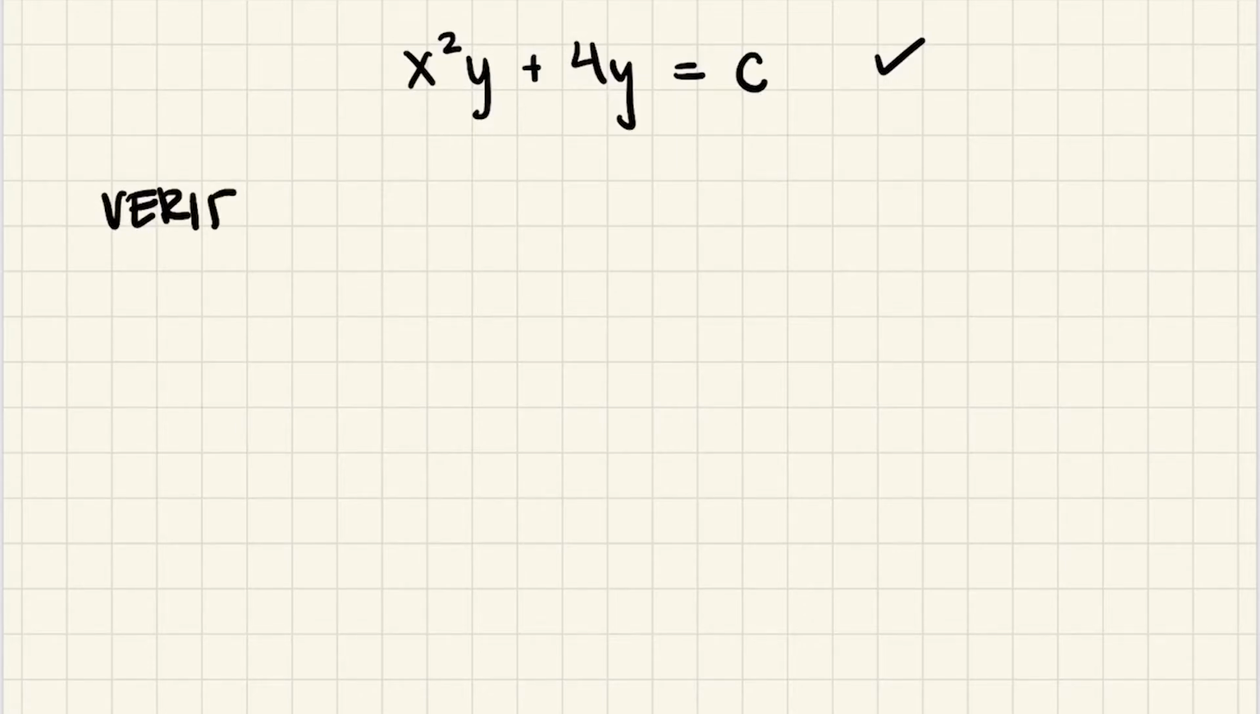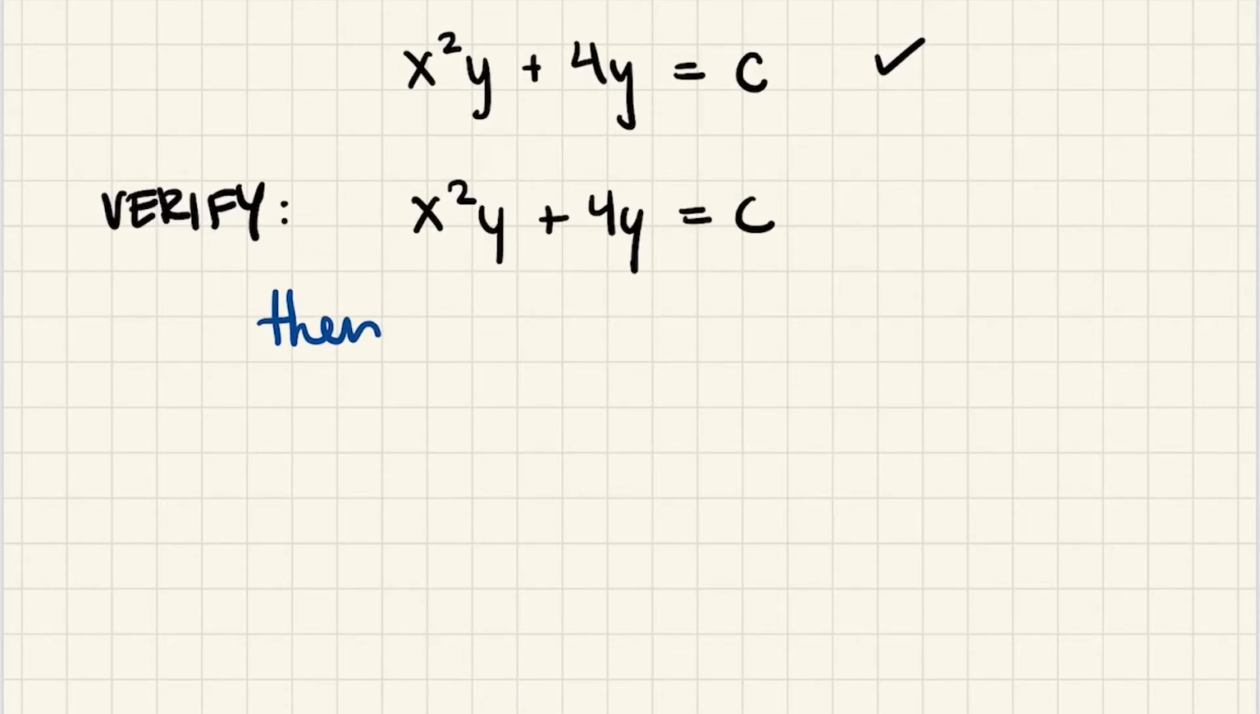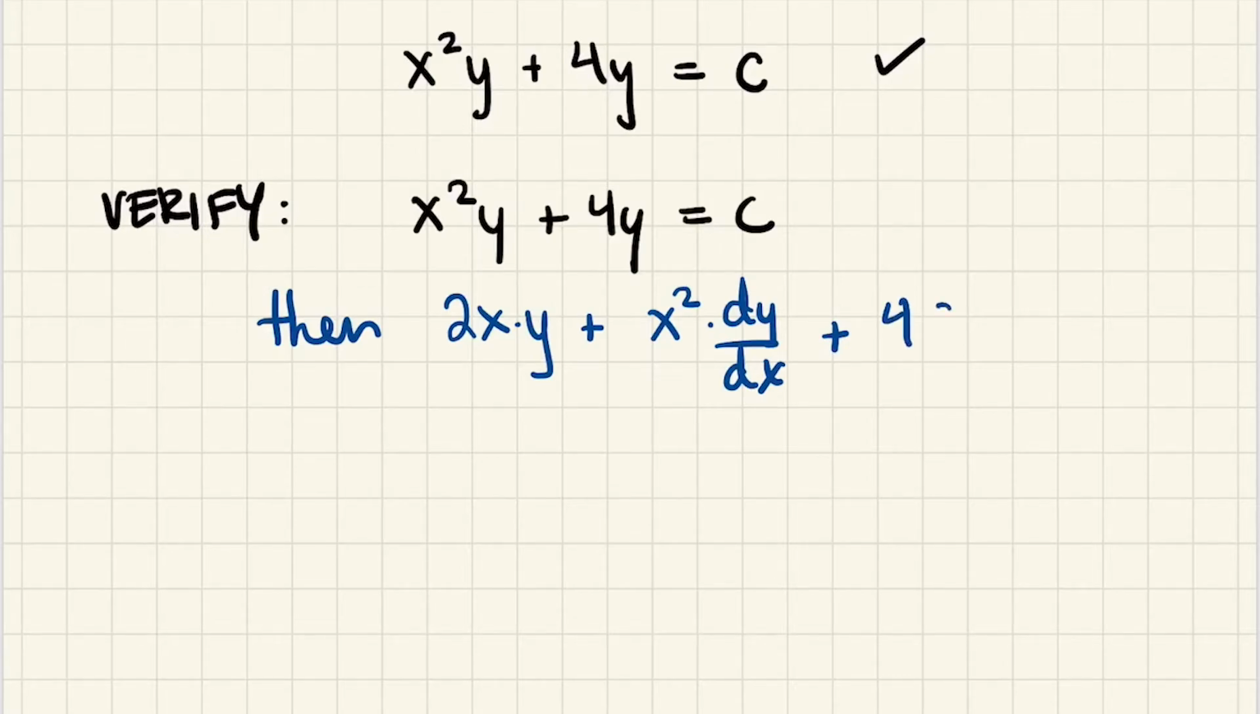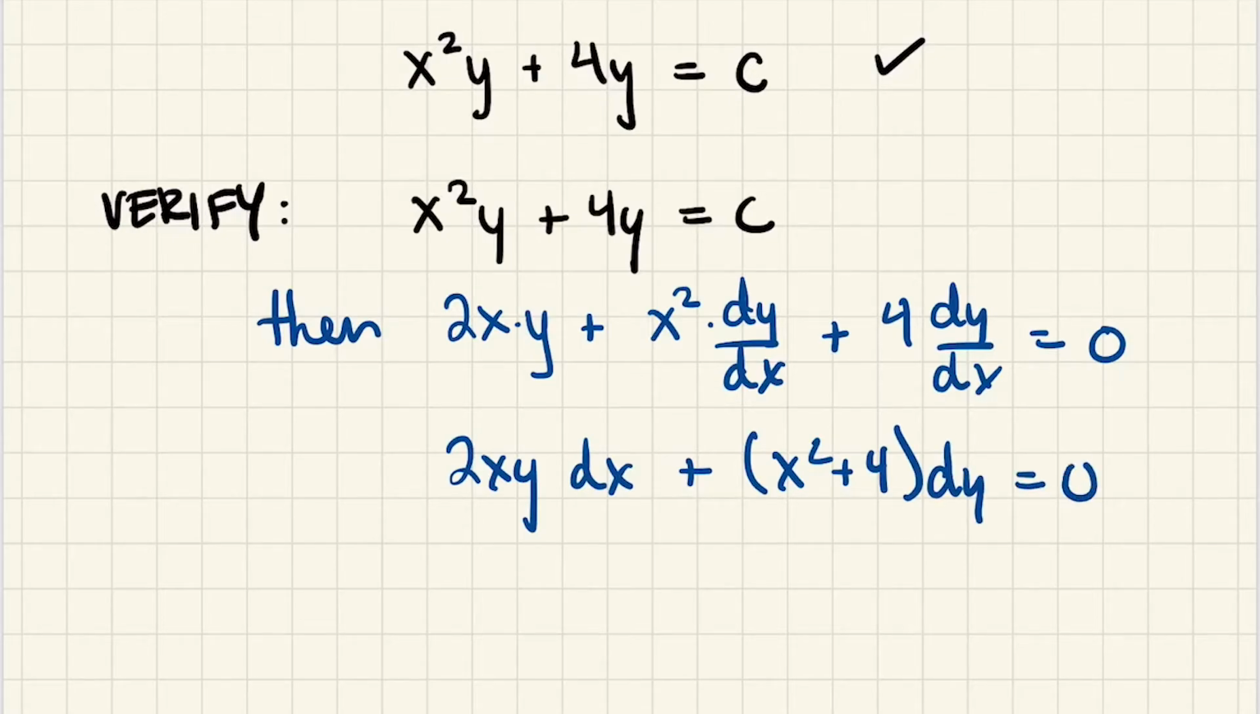Okay, let's verify that this really works. So if we have x squared y plus 4y equals c, let's take the derivative implicitly here. We want to find dy/dx. So we need the product rule here. Derivative of x squared is 2x multiplied by y, plus x squared times the derivative of y, plus 4 times the derivative of y equals 0. Multiply everything by dx, and you get 2xy dx plus (x squared plus 4) dy equals 0. And there it is. There's our differential equation, actually emerging naturally from the implicit differentiation. So we win.